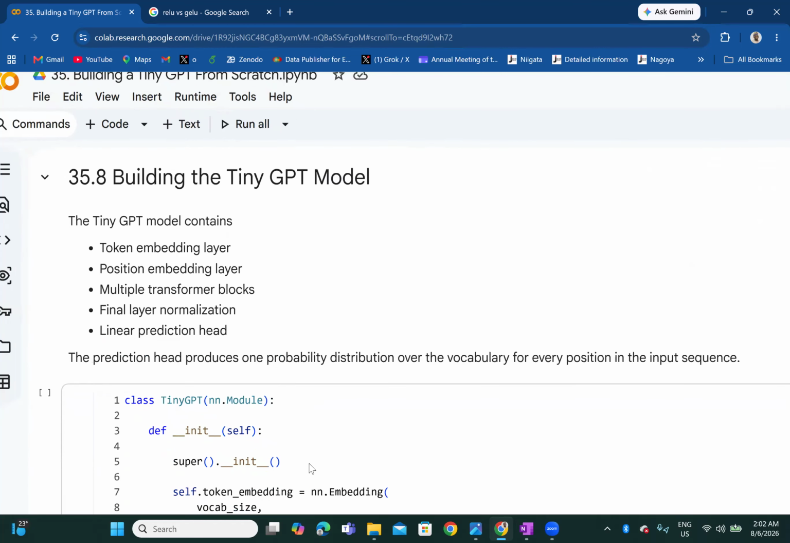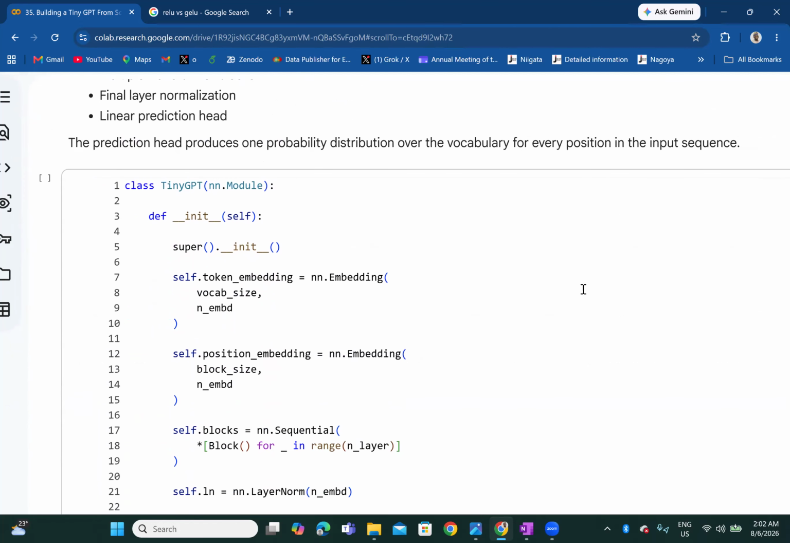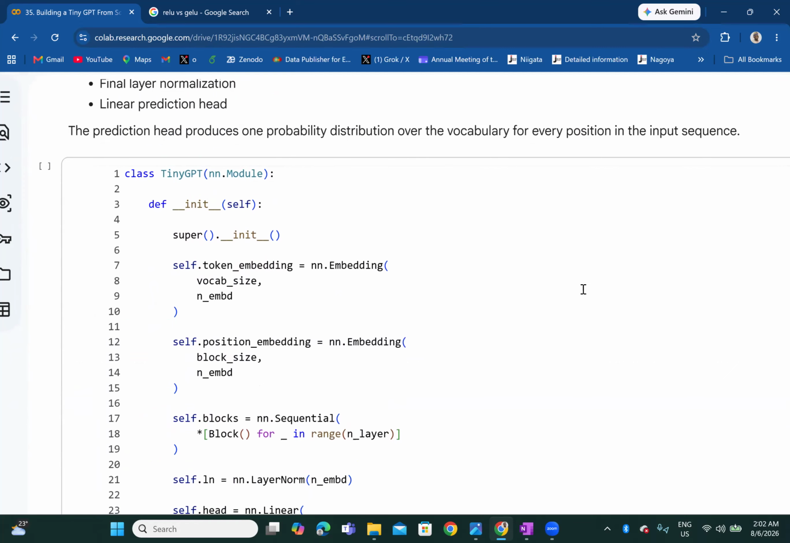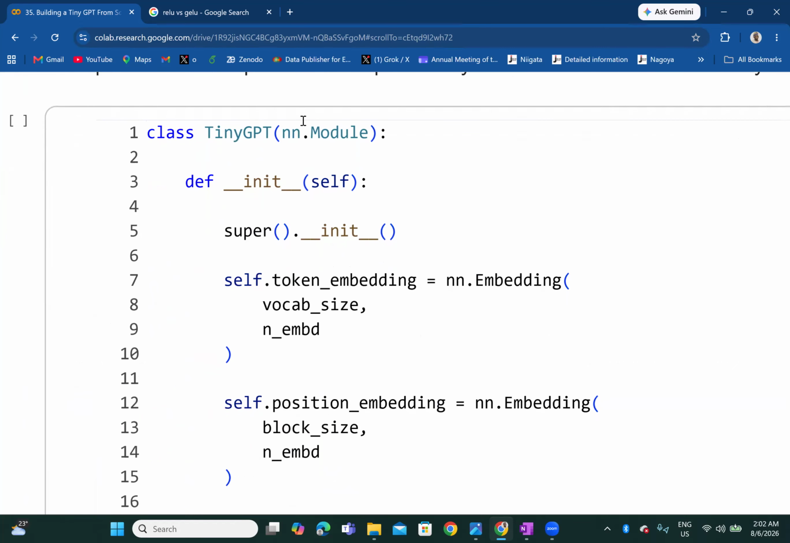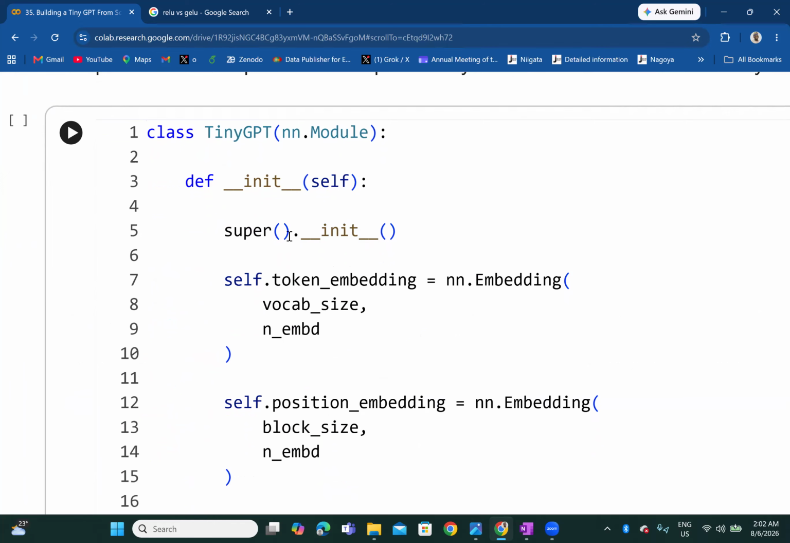So finally, let's build the Tiny GPT model we have been working towards all this while. The Tiny GPT model contains a token embedding layer, position embedding layer, multiple transformer blocks, final layer normalization, then a linear prediction head. The prediction head produces one probability distribution over the vocabulary for every position in the input sequence. So we then have this now. You define a class, TinyGPT, NN module. Now this is based on previous functions. Anytime you see super like this, it's referring to other functions in the process.